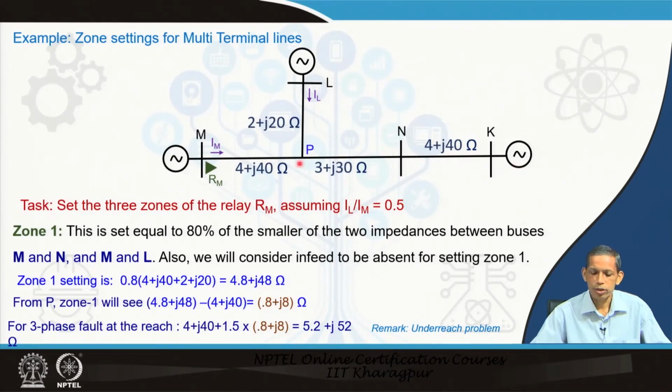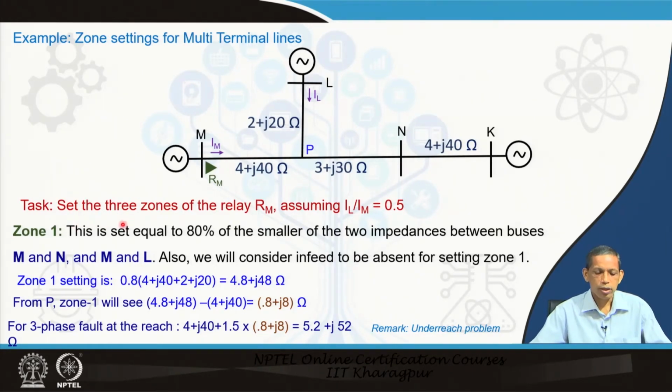You see that this is a multi-terminal line, so for a fault inside these 3 sections, current can flow from the N side, also from the L side, and also from the M side. The positive sequence impedances available to us are 2 plus j20, 4 plus j40 and 3 plus j30 ohms, and we have another section N K having 4 plus j40 ohm. This is a simple example.